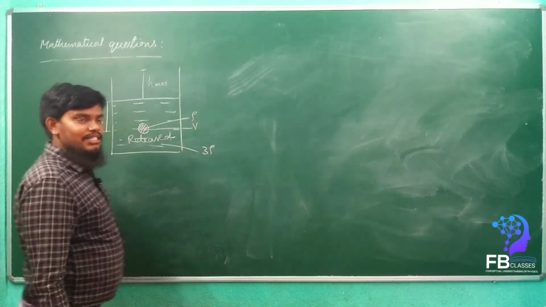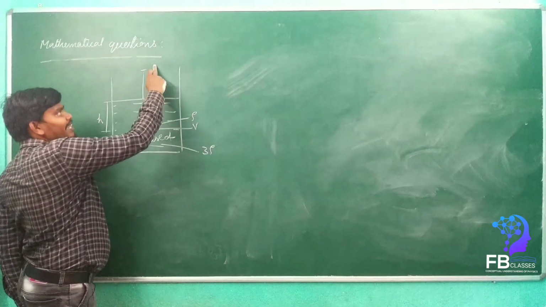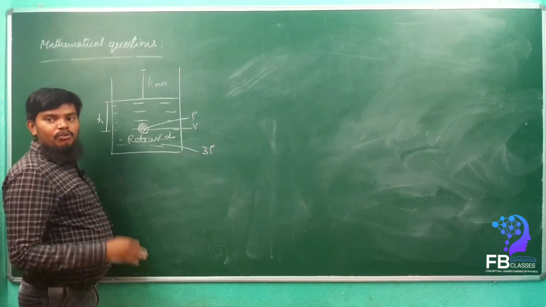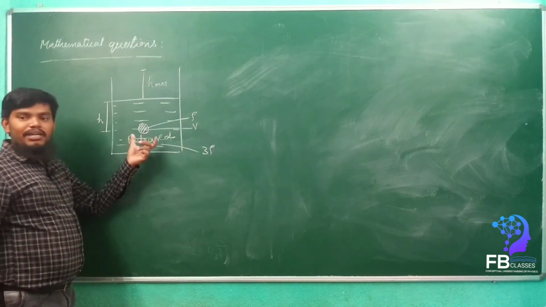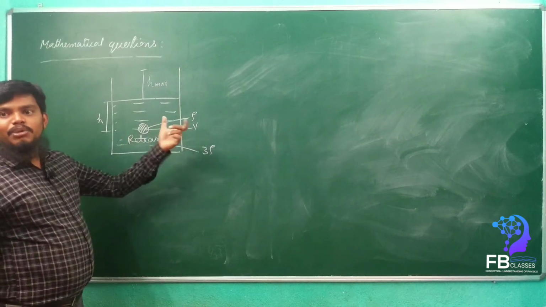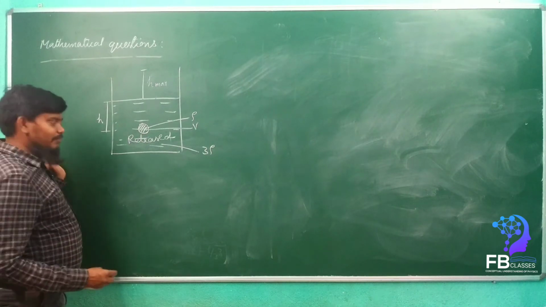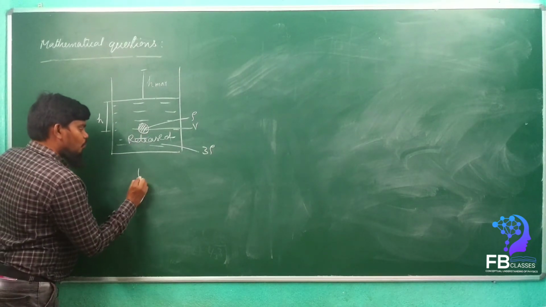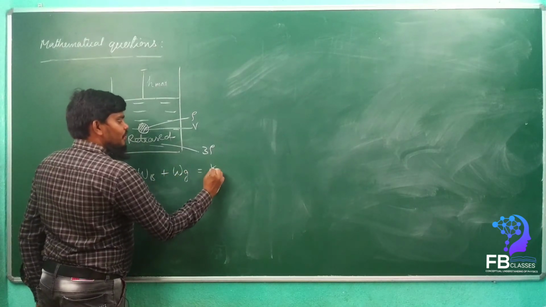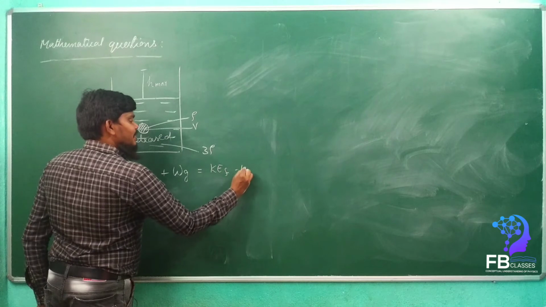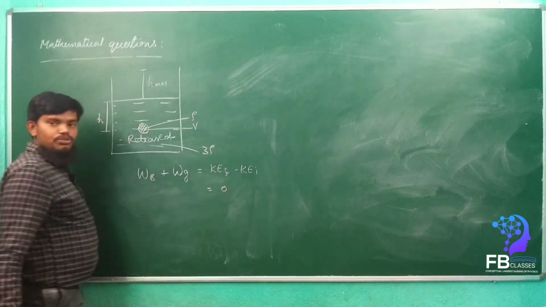Energy conservation. What is the initial energy here? Initial kinetic energy is 0. Final kinetic energy is also 0. Work done by all the forces is equal to final kinetic energy minus initial kinetic energy. Both kinetic energies are 0. What are the work done here? Work done by buoyancy plus work done by gravity is equal to KE final minus KE initial. So both are 0.